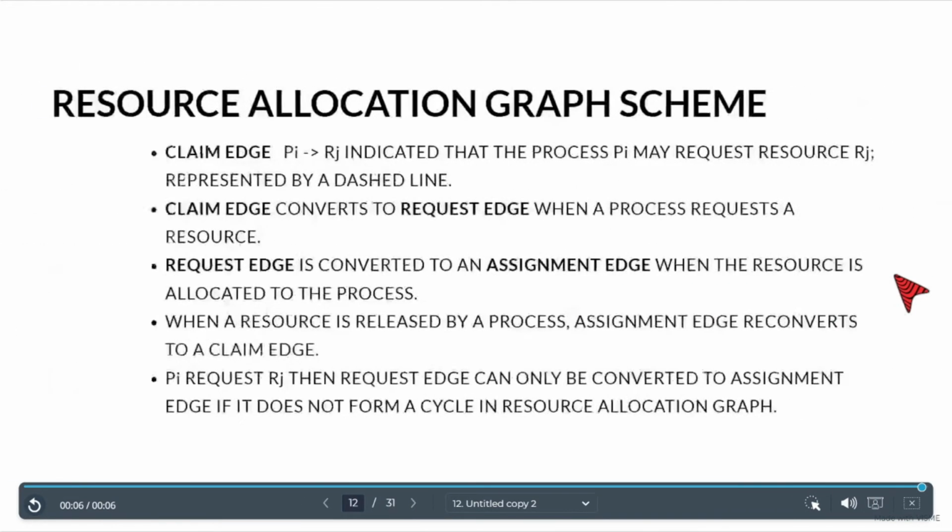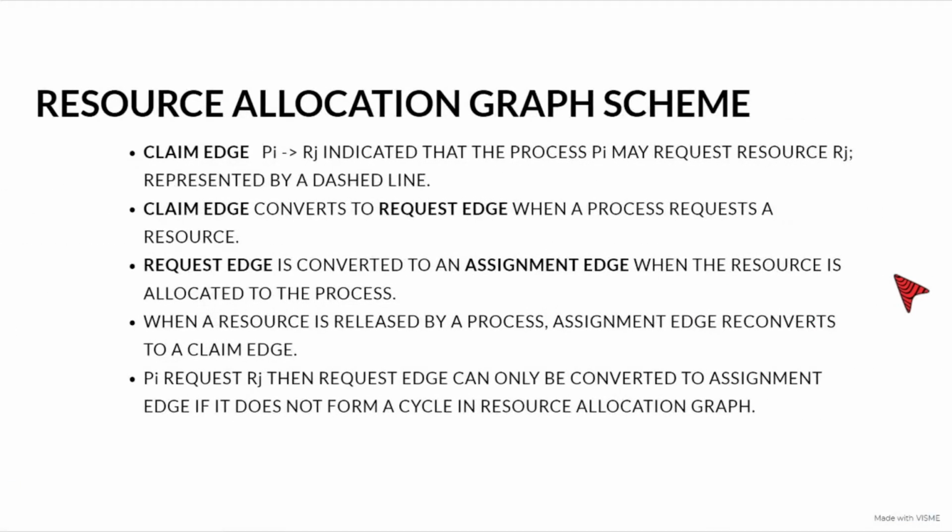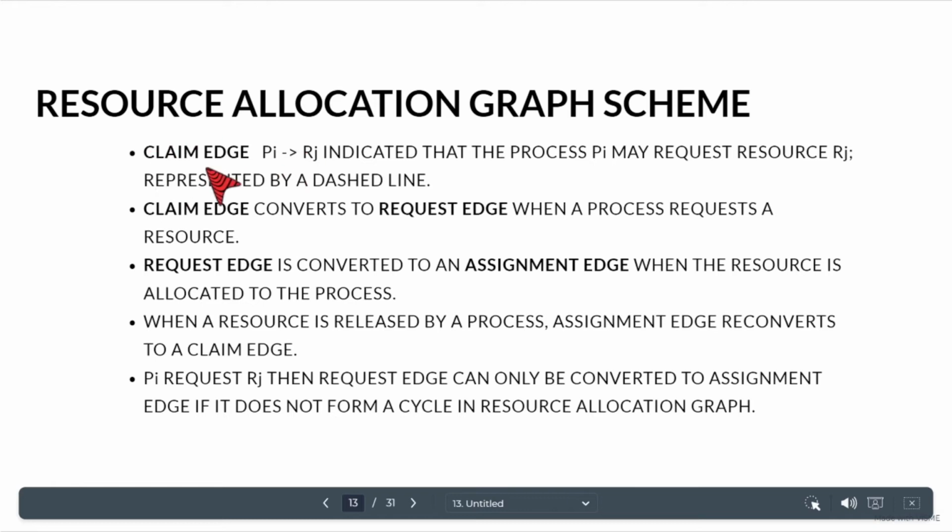So let us see what is resource allocation graph scheme with respect to deadlock avoidance. As I said, resource allocation graph is a prerequisite, but it comes with deadlock avoidance in this case. So I'll be teaching the intermediate concept, not the basic concept yet. In this deadlock avoidance, we'll be including an edge called claim edge. The claim edge indicates that the process P may request resource R, represented by a dashed line.